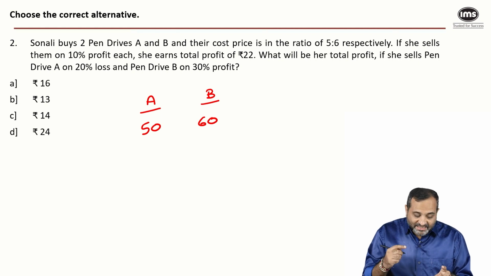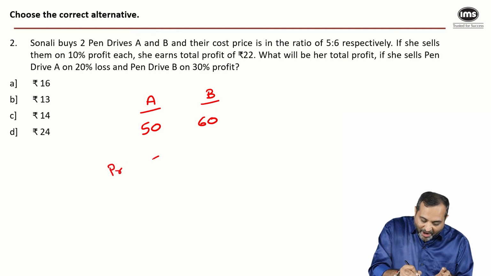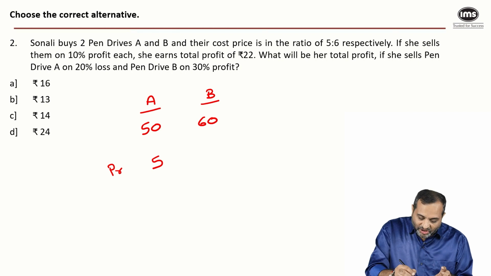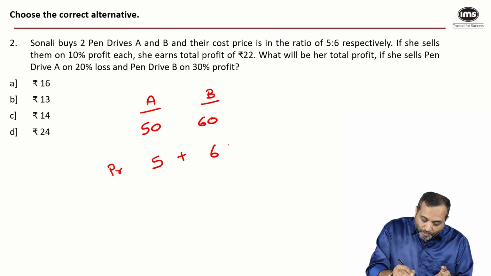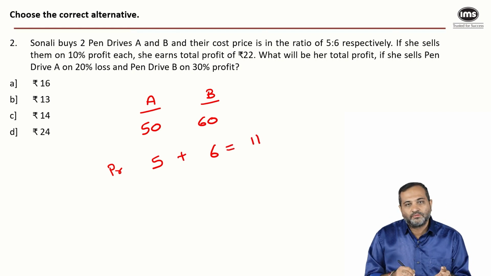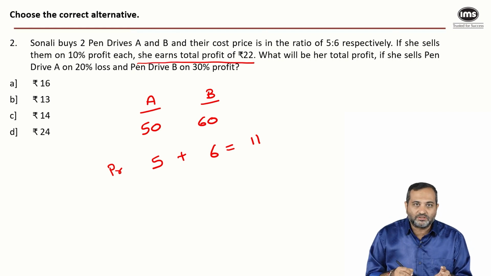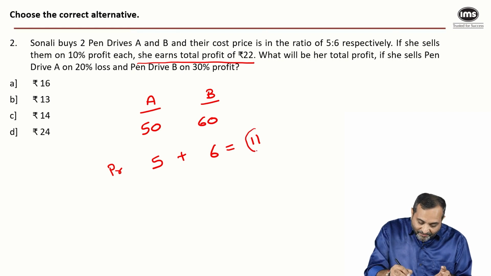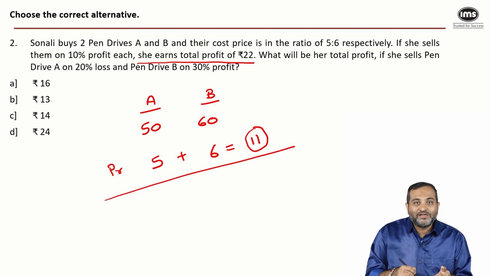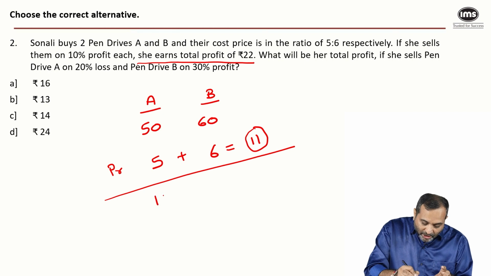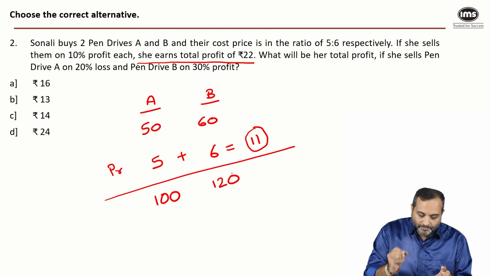Now, initially, she sells them at 10% profit each. So 10% of 50 is 5 rupees and 10% of 60 is 6 rupees. So what should have been my total profit? Can I say my total profit should have been 11 rupees? But it's given that she earns a total profit of 22 rupees. That means since I'm getting 11 and I want 22, I need to double my figures. So can I say cost price of pen drive A is not 50 rupees, it will become 100, and cost price of pen drive B will become 120.